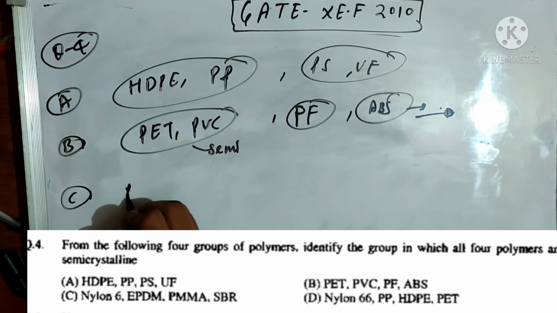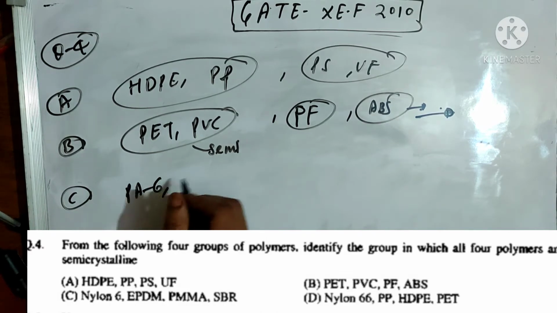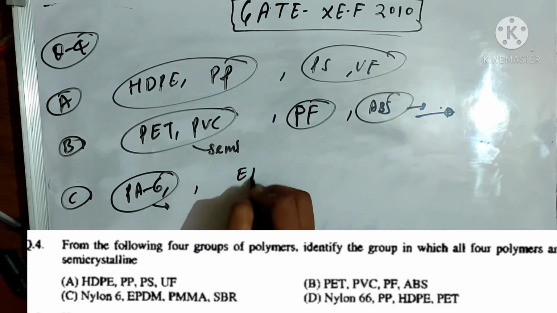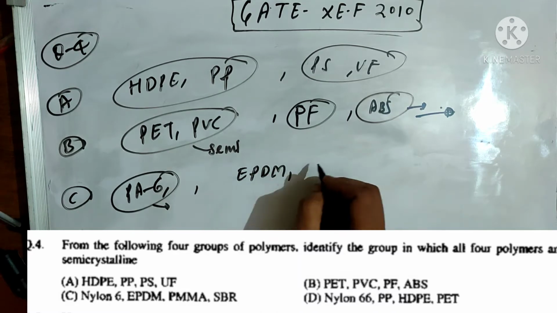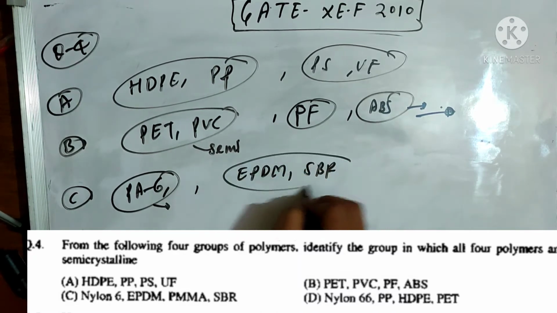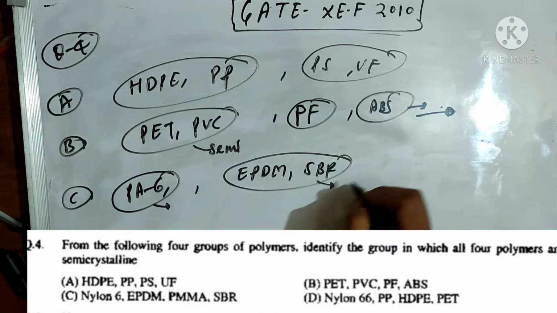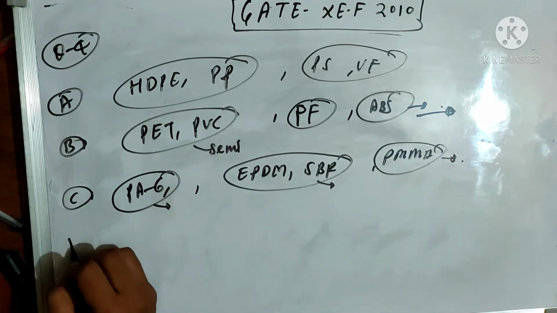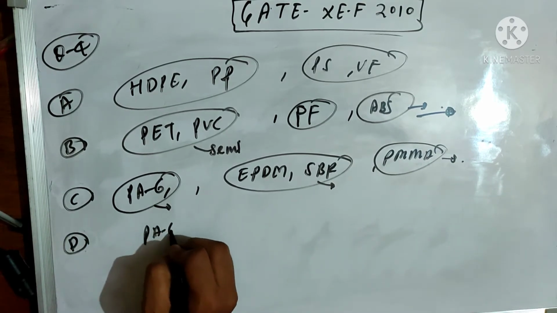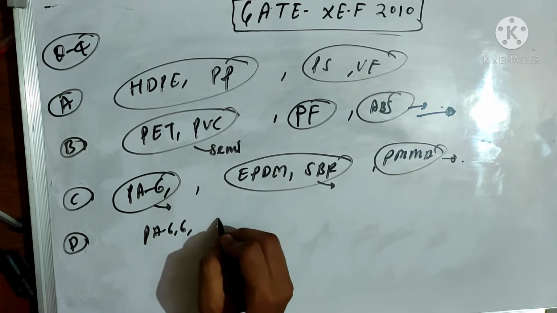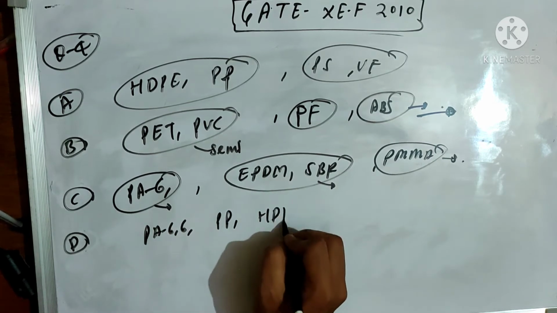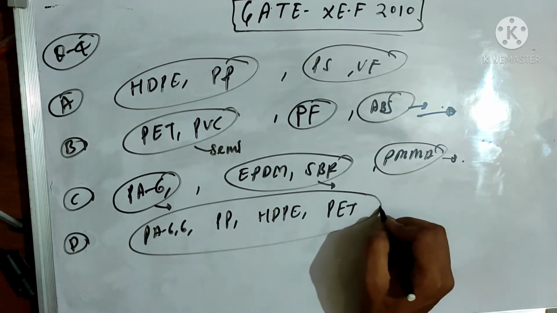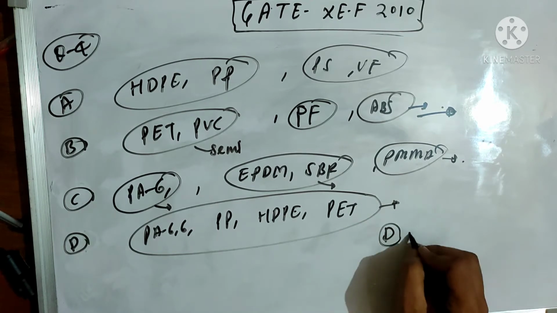Option C: polyamide 6, nylon 6. Nylon 6 is a semicrystalline polymer, but EPDM and SBR are both elastomers and amorphous in nature, and PMMA is also an amorphous polymer. Option D: nylon 6,6 or polyamide 6,6, PP, HDPE and PET. These are all semicrystalline polymers. So option D is the answer.